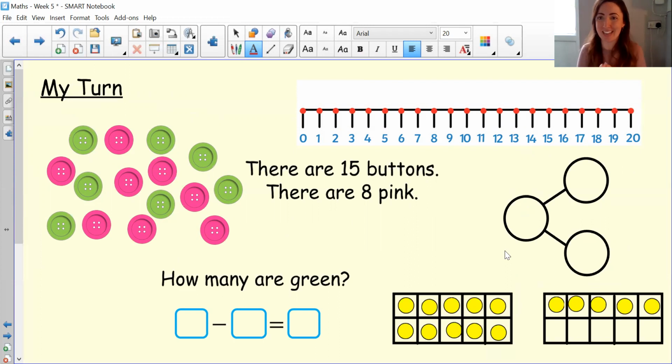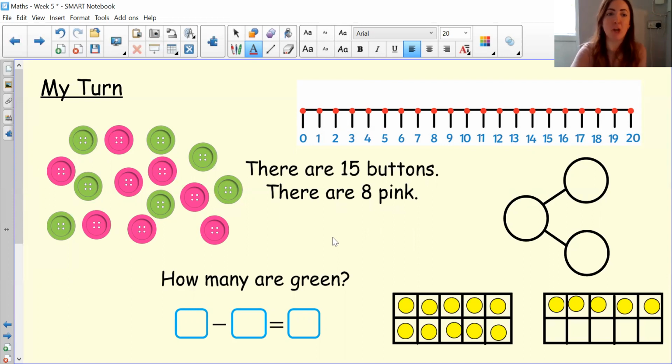Some more subtraction for us today. This is our last week of subtraction before we move on to place value to 50. So let's see what we're doing. The question says there are 15 buttons. Here they are, 15 buttons. There are 8 pink. So 8 pink buttons. We know there's 15 buttons altogether, 8 of them are pink.